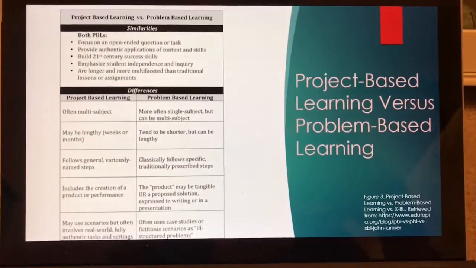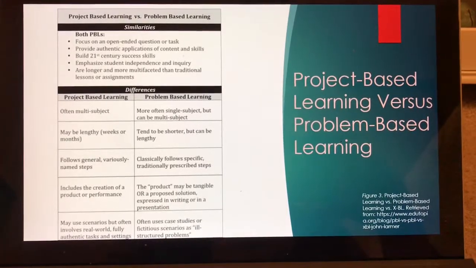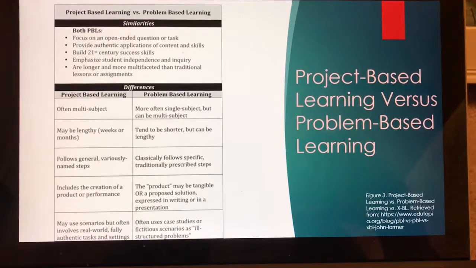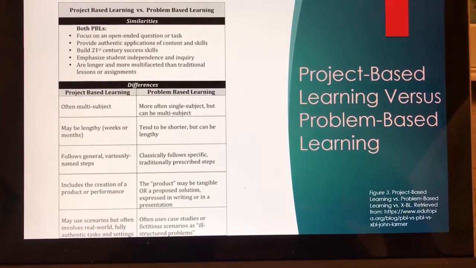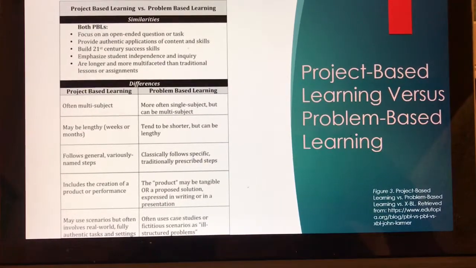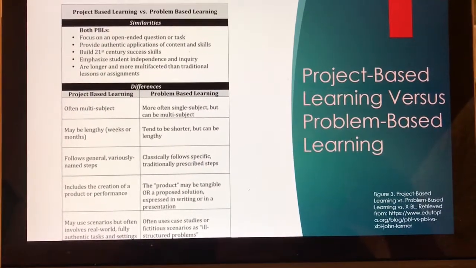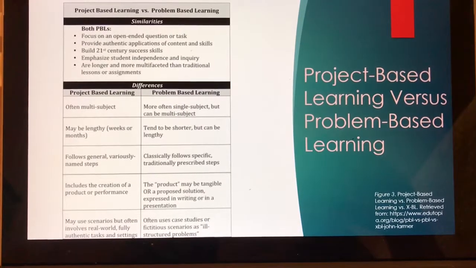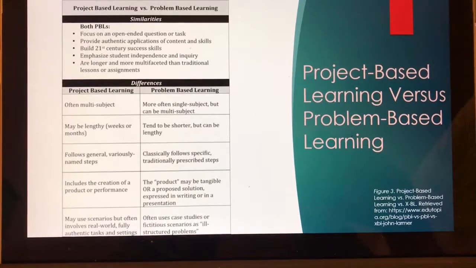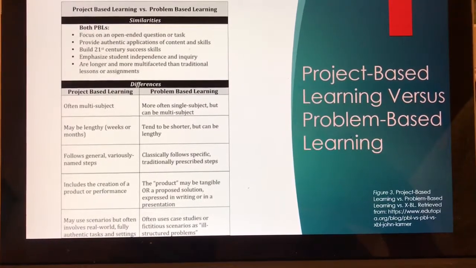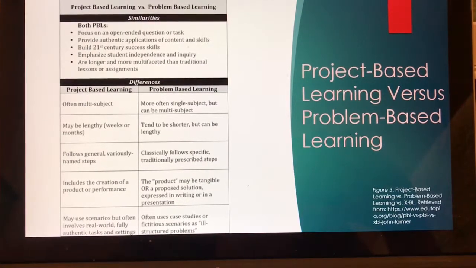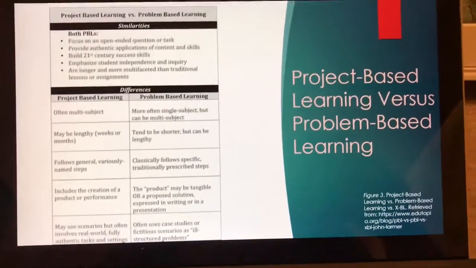Here's a chart explaining project-based learning versus problem-based learning. This was adapted by John Larmer. As you can see, some of the similarities in both of these styles of active learning include that students are able to build their 21st century skills. It provides authentic applications of context and skills. They're based on an open-ended question or task. And they emphasize student independence and inquiry.